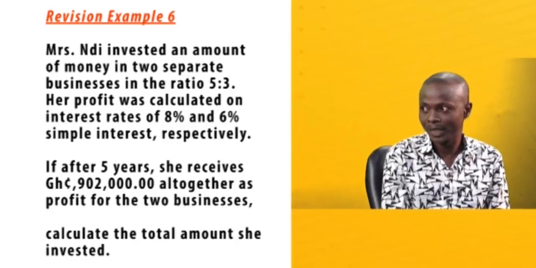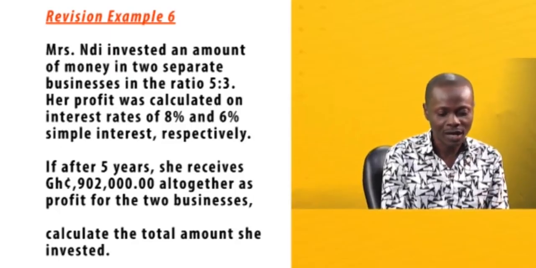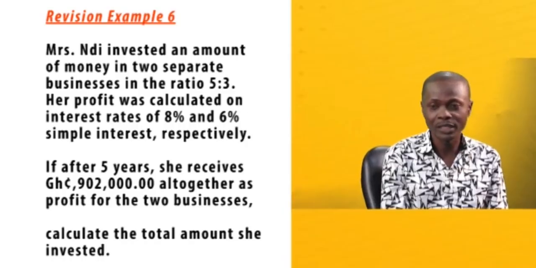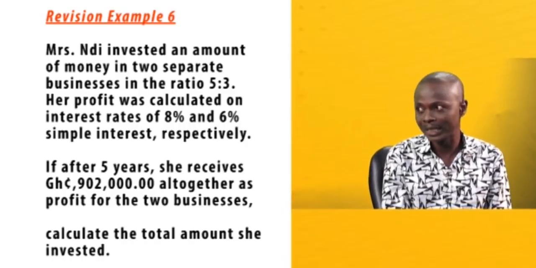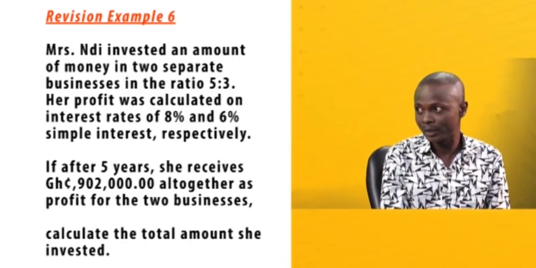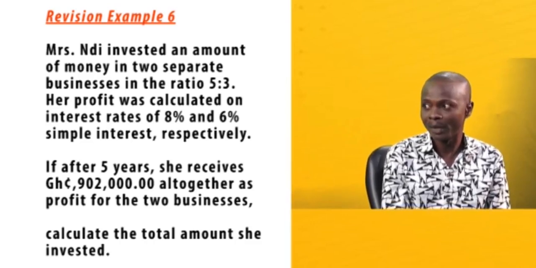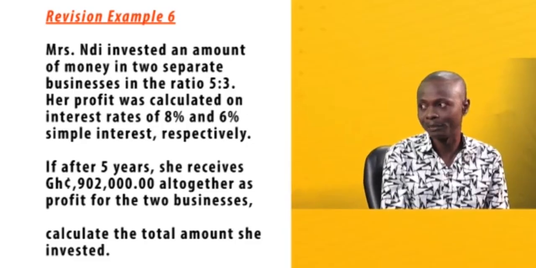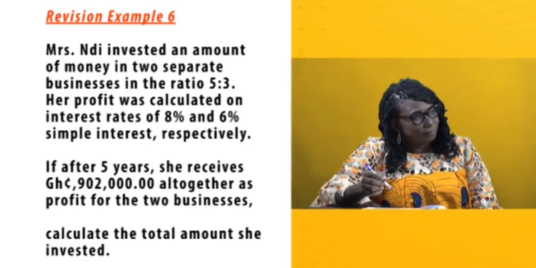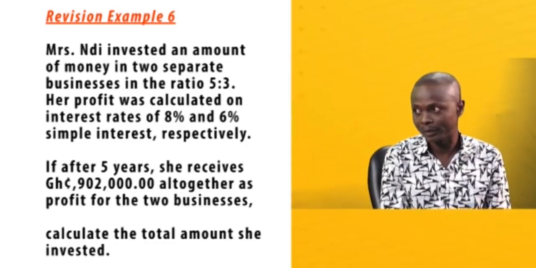Indy invested the principal in the ratio 5:3. It means that she invested 5/8 of the investment into the first business and 3/8 of the remaining amount into the second business. Since we don't know the total amount invested or the total principal, we equate it to T.